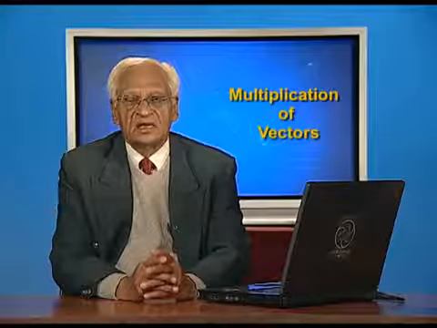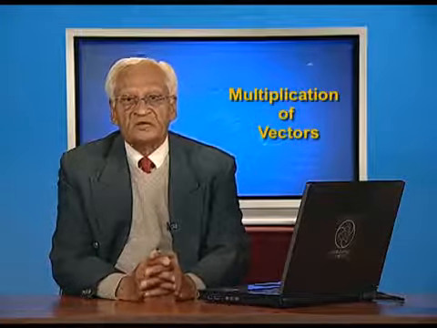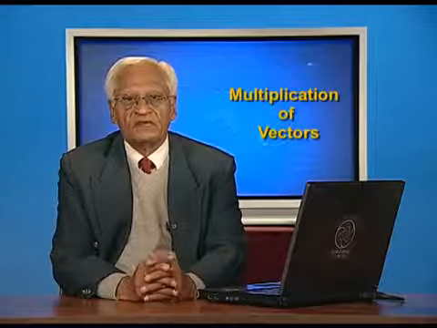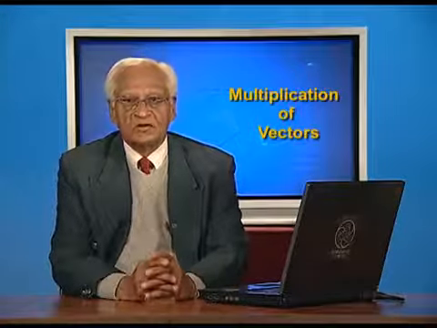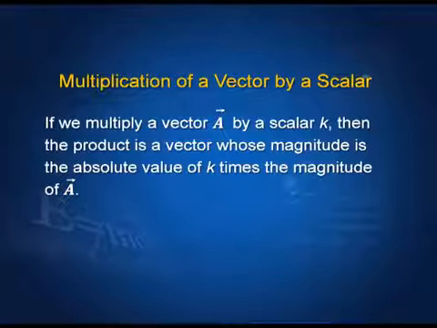Multiplication is in two stages. One, multiplication of a vector by a scalar, and two, multiplication of a vector by a vector. So, let us take the multiplication of a vector by a scalar first. If we multiply a vector A by a scalar k, then the product is a vector whose magnitude is the absolute value of k times the magnitude of vector A.